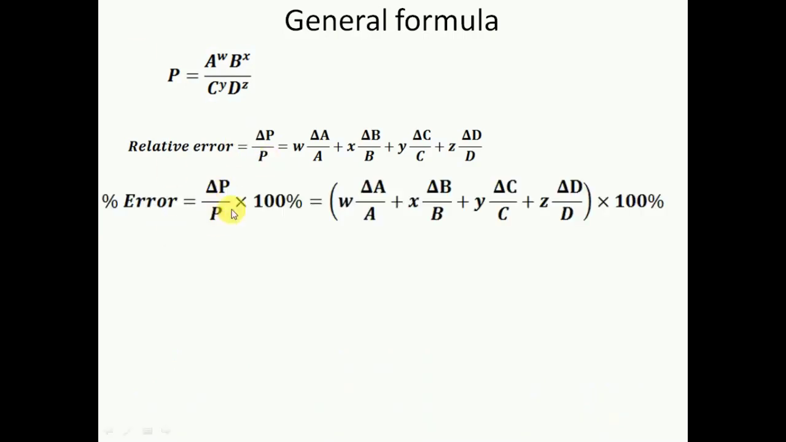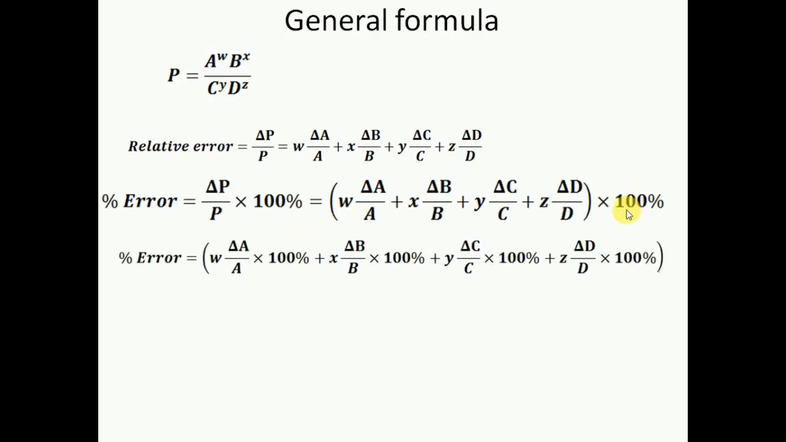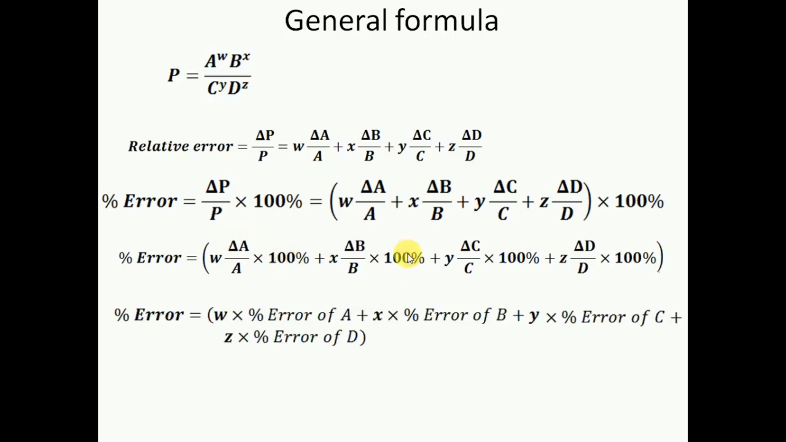So this is the relative error multiplied by 100%. I'll multiply everything by 100 and write percent. Now I'll multiply this 100% inside the bracket. Next, delta A by A into 100% is the percentage error of A. So the final formula is: percentage error in P is equal to W into percentage error of A, X into percentage error of B, Y into percentage error of C, and Z into percentage error of D.